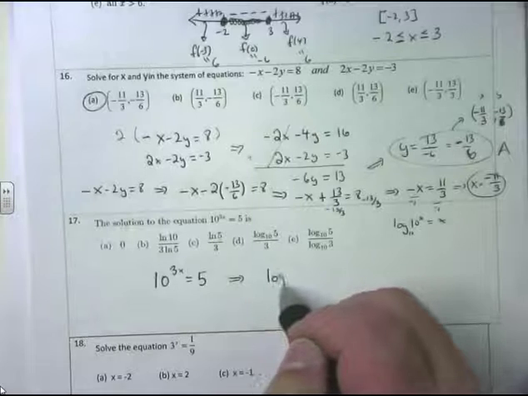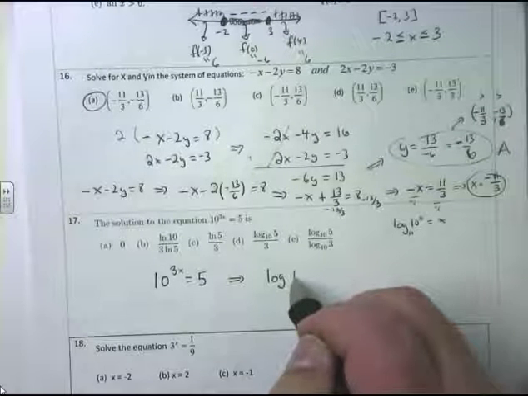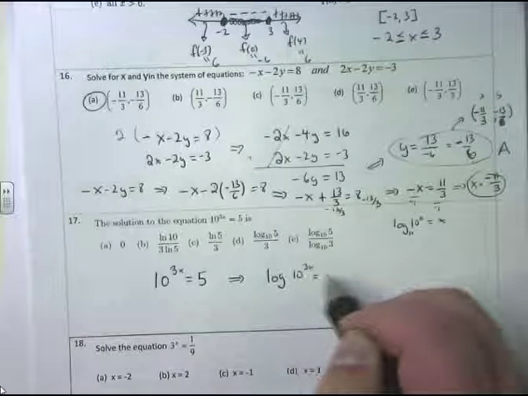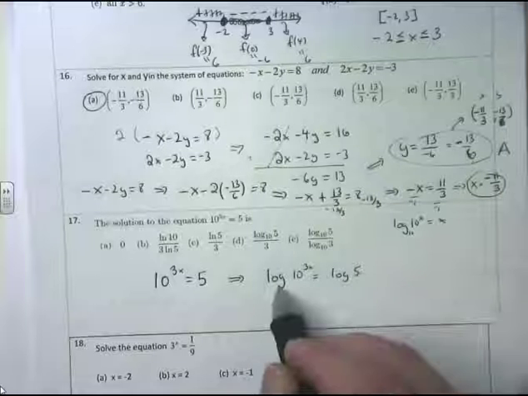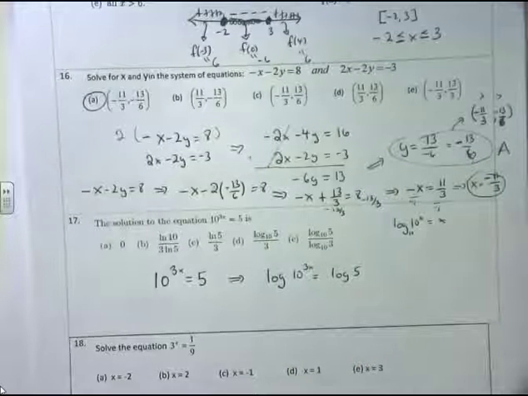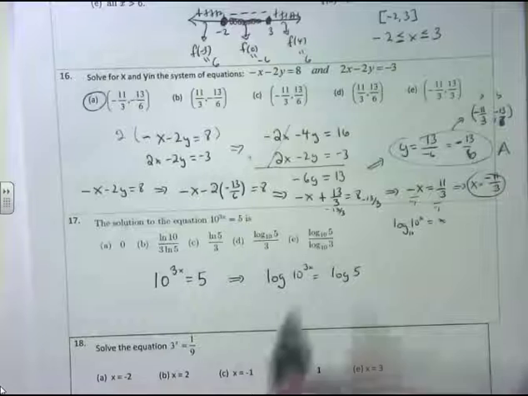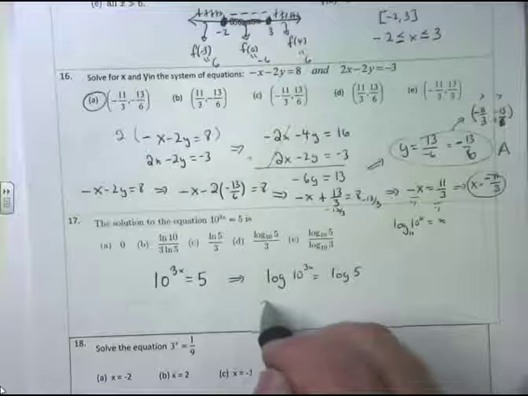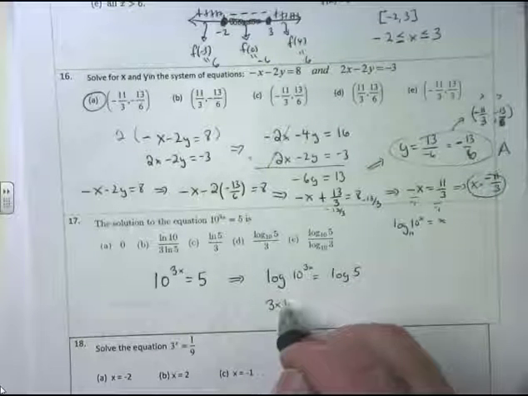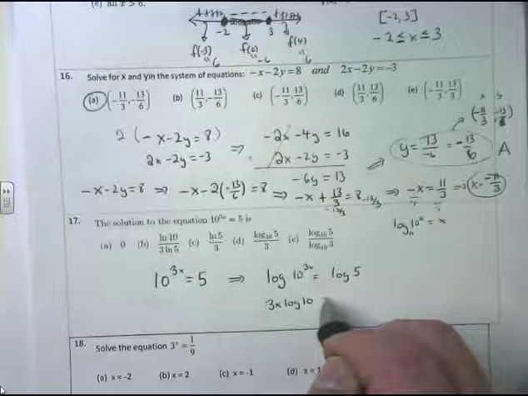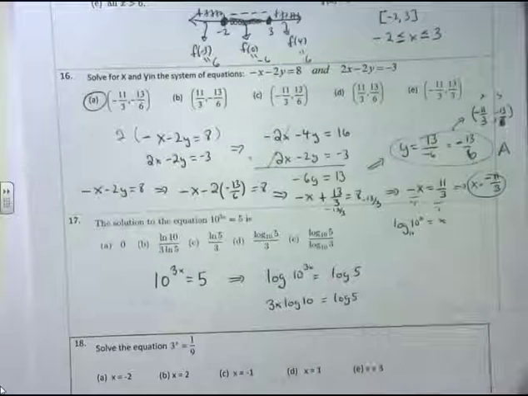I'm going to take the log, understood to be base 10, of both sides: log of 10 to the 3x is equal to the log of 5. What I do to one side, I do to the other. According to our log properties number 3, exponents get to pop out front. So I get 3x times the log of 10 is equal to the log of 5.